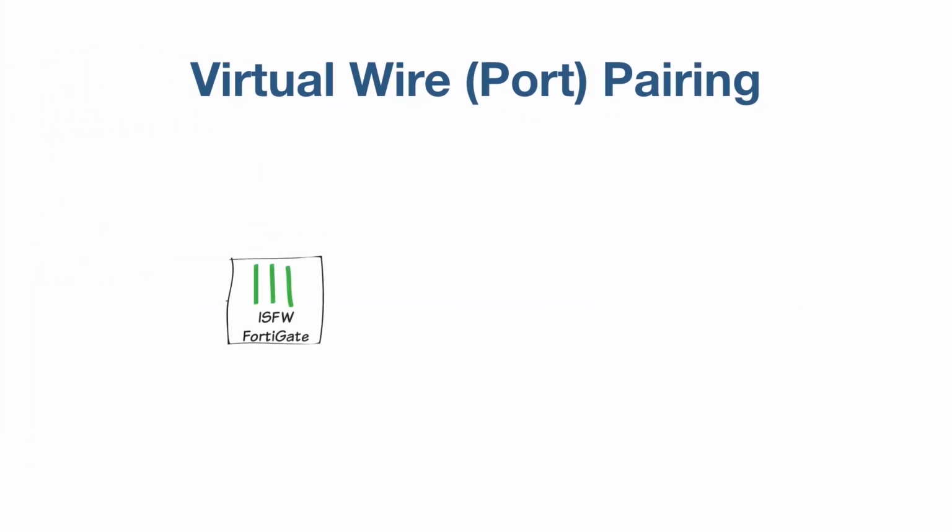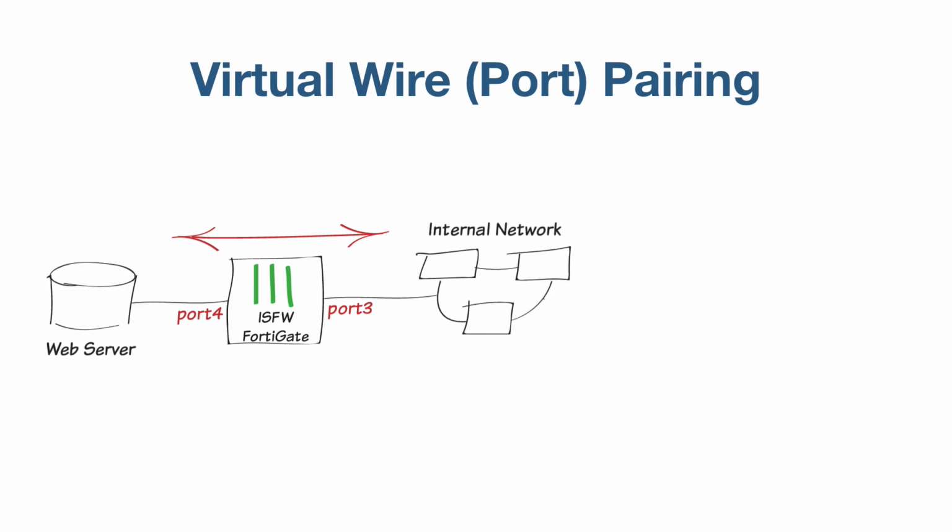A virtual wire pair is two dedicated interfaces that have no IP addresses, with all traffic received by one interface being forwarded out the other, controlled by your firewall policies. Since the interfaces have no IP addresses, you can add a virtual wire pair to any network without making any significant changes. In this example, users on the internal network will access the web server through the ISFW over the virtual wire pair, and vice versa.